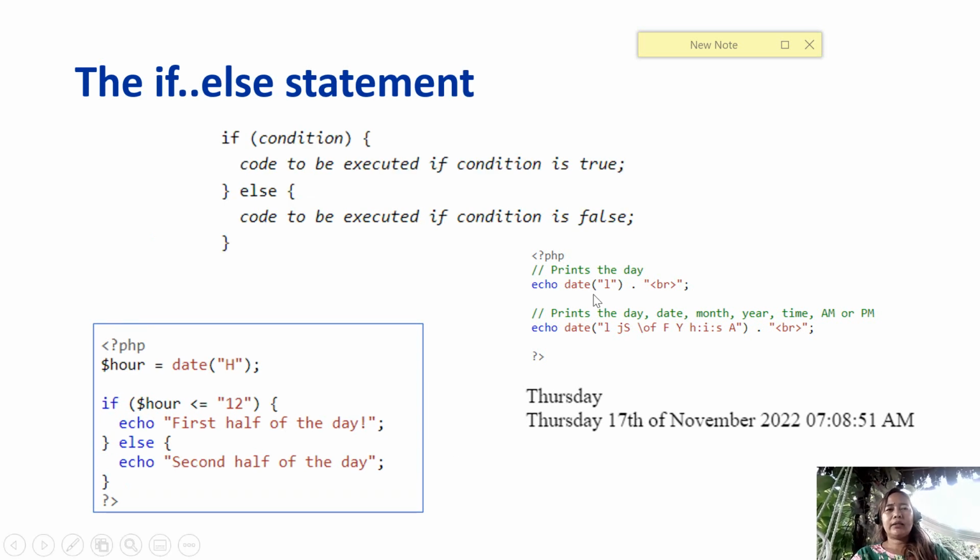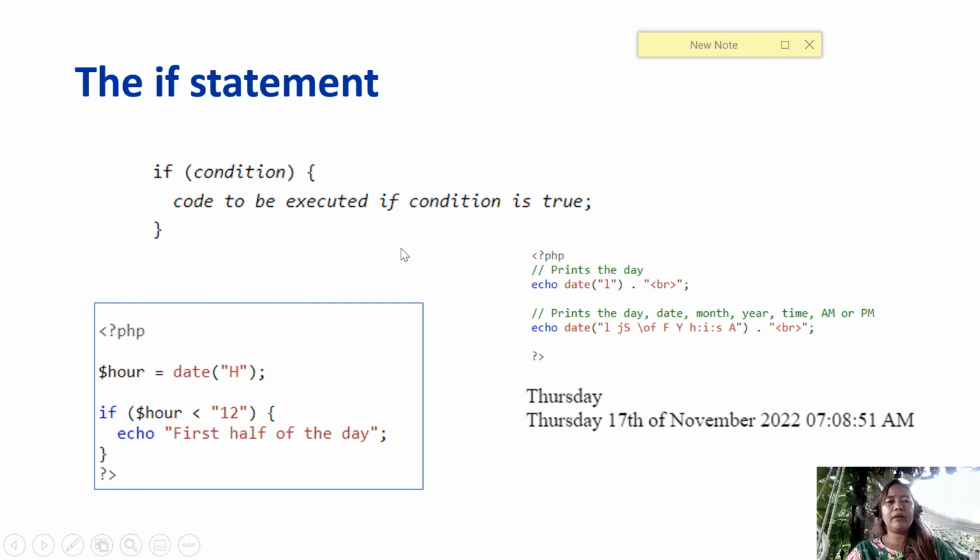Now, next one is the if else statement. In the previous example, we only have one condition. That means that if the condition here is false, it will not display first half of the day. It will skip that and nothing else happens, unless of course you have statements following this if that has no condition.